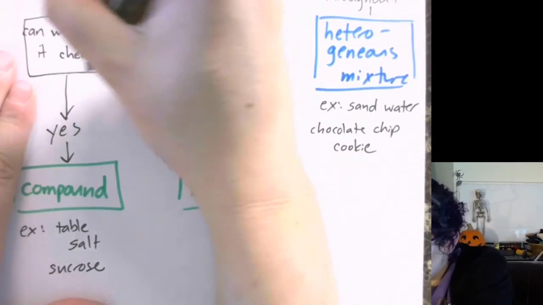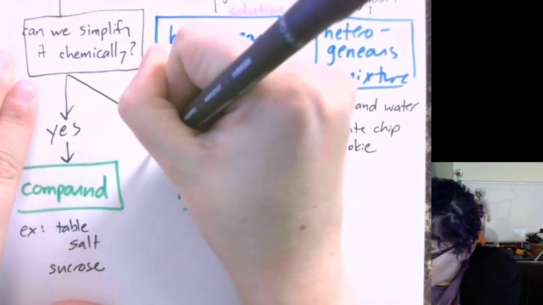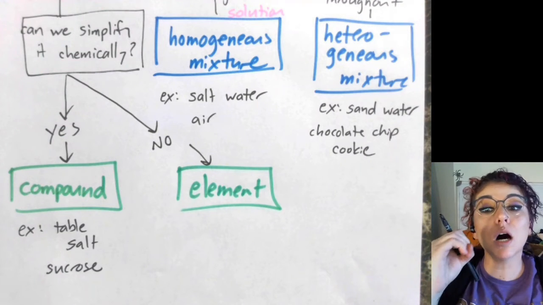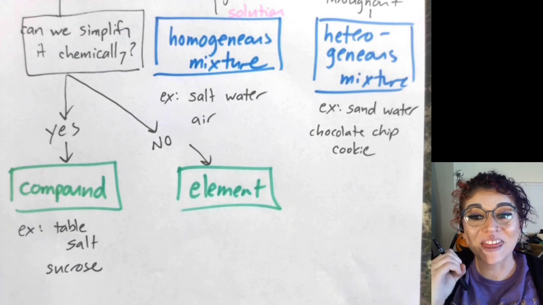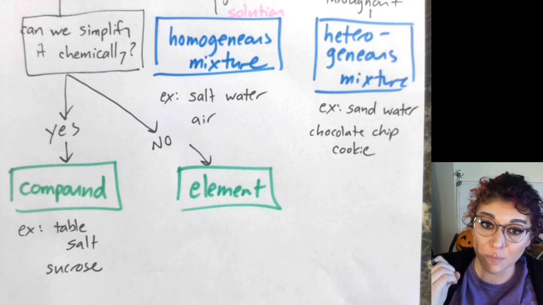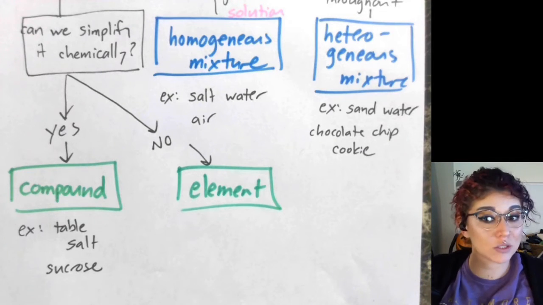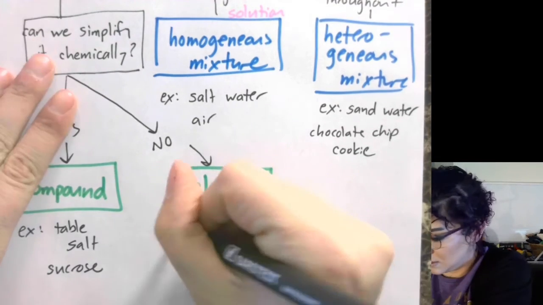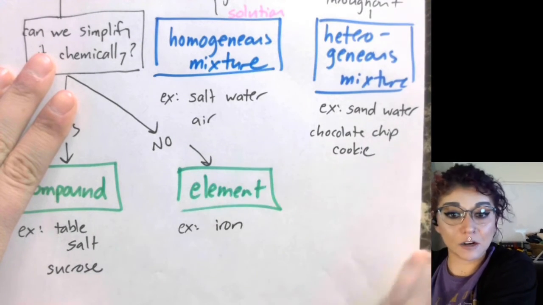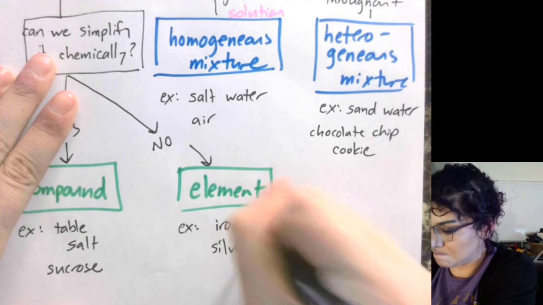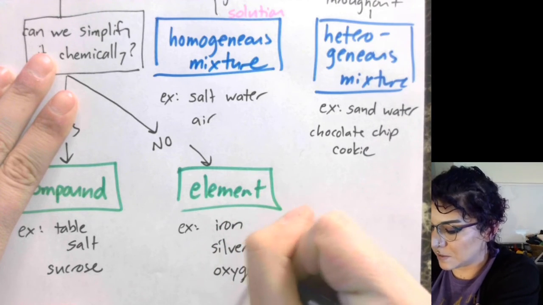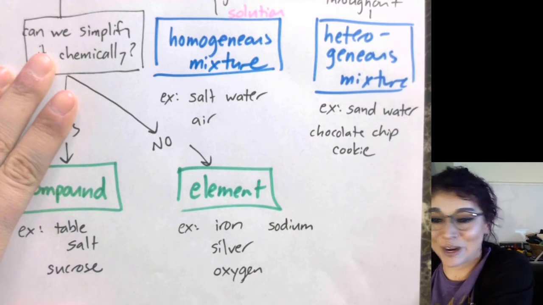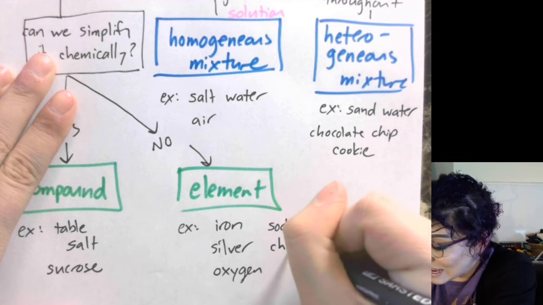If we cannot simplify it chemically, it is the smallest component possible with that unique set of properties. We cannot break it down into smaller component pieces. That is an element. Examples here include pure iron, pure silver, pure oxygen gas. We also looked at sodium, how it explodes in water. We also looked at chlorine gas.